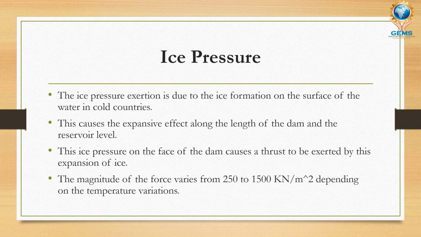The magnitude of this force generally varies between 250 kilonewton per square meter and 1500 kilonewton per square meter according to temperature variations. Suppose the temperature is around -1, then 250 kilonewton per square meter acts. Just for explanation, if it goes beyond -20 or -30 degrees Celsius, then it can go up to 1500 kilonewton per square meter.